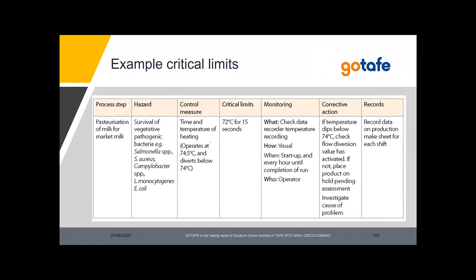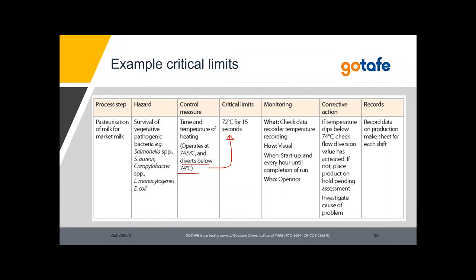So let's take a look at an example. Again, here we use pasteurized milk. So what are the hazards? We have identified the hazards as microbiological hazards, and some examples are listed here, along with the control measures. What are the control measures? Time and temperature of heating. So operate at 74.5 degrees and divert below 74 degrees. Okay, so it's slightly different from the limit you set over here.